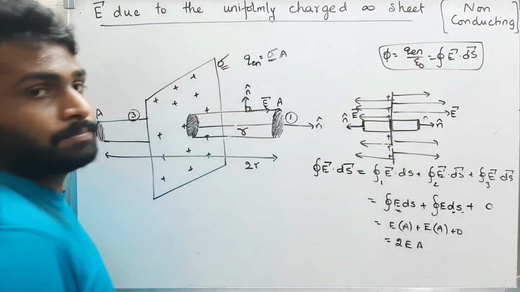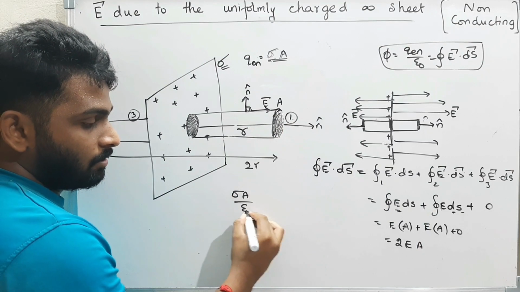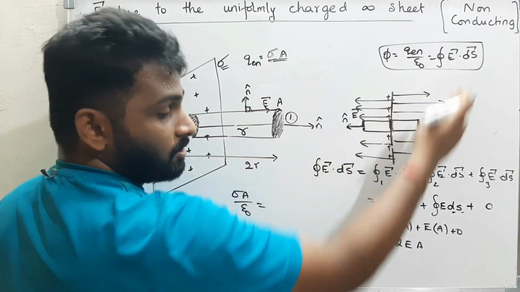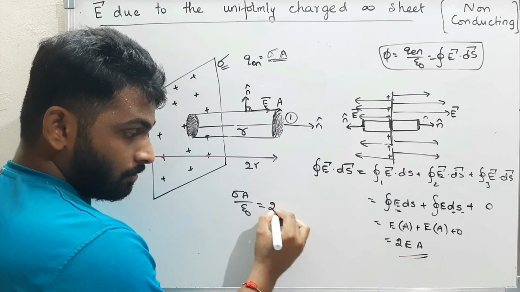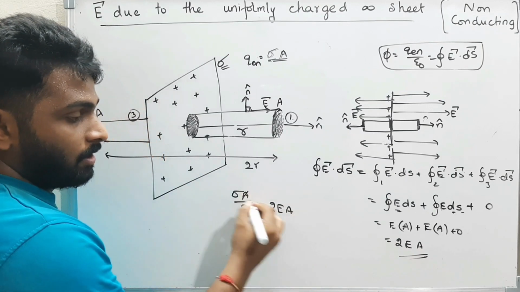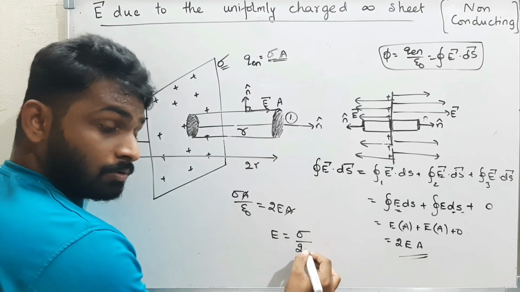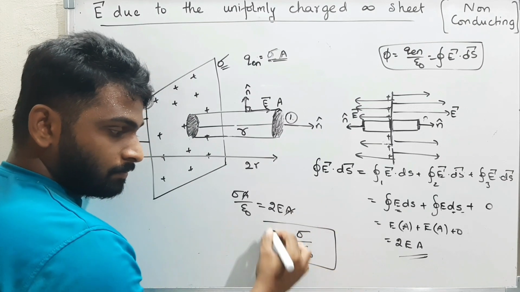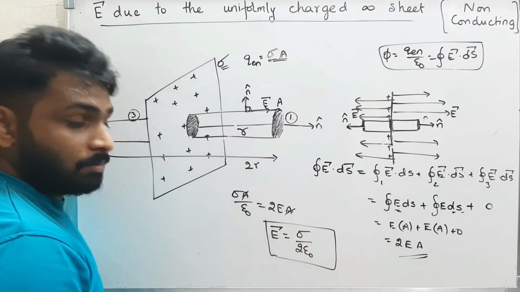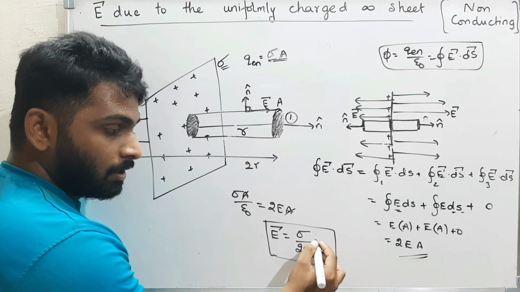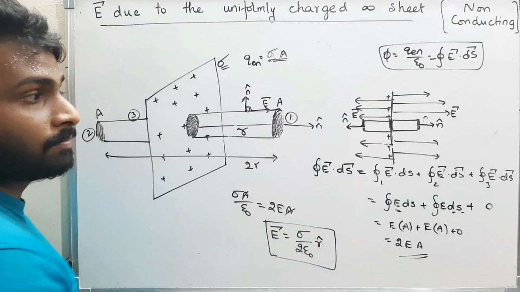Now use that formula. What is the charge enclosed? Sigma into A by epsilon naught must be equal to the surface integral of E bar dot ds bar, which we got as 2EA. Therefore, A cancelled. What is the electric field? The electric field is nothing but sigma by 2 epsilon naught. And in vector form, the electric field is equal to sigma by 2 epsilon naught into R cap.